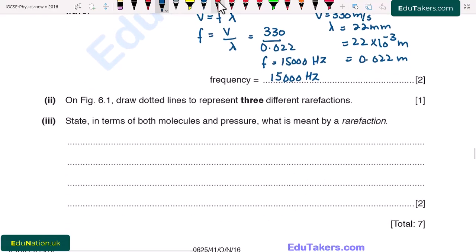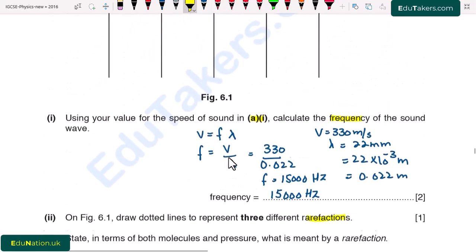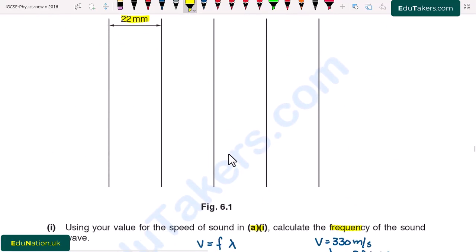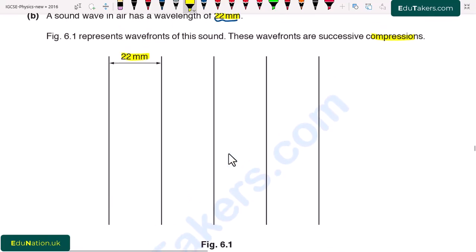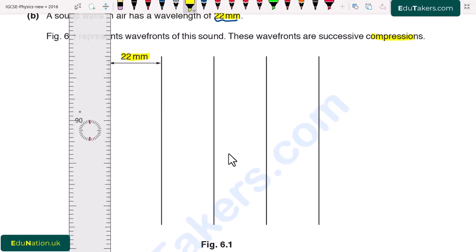Part 2. On figure 6.1, draw dotted lines to represent three different rarefactions. So on figure 6.1, we have to draw the lines to show the rarefactions. Going back to the figure, we can see all of these are the successive compressions, and rarefaction is the region that is at the middle of the successive compressions. Now I am going to draw the dotted line to show the rarefaction.